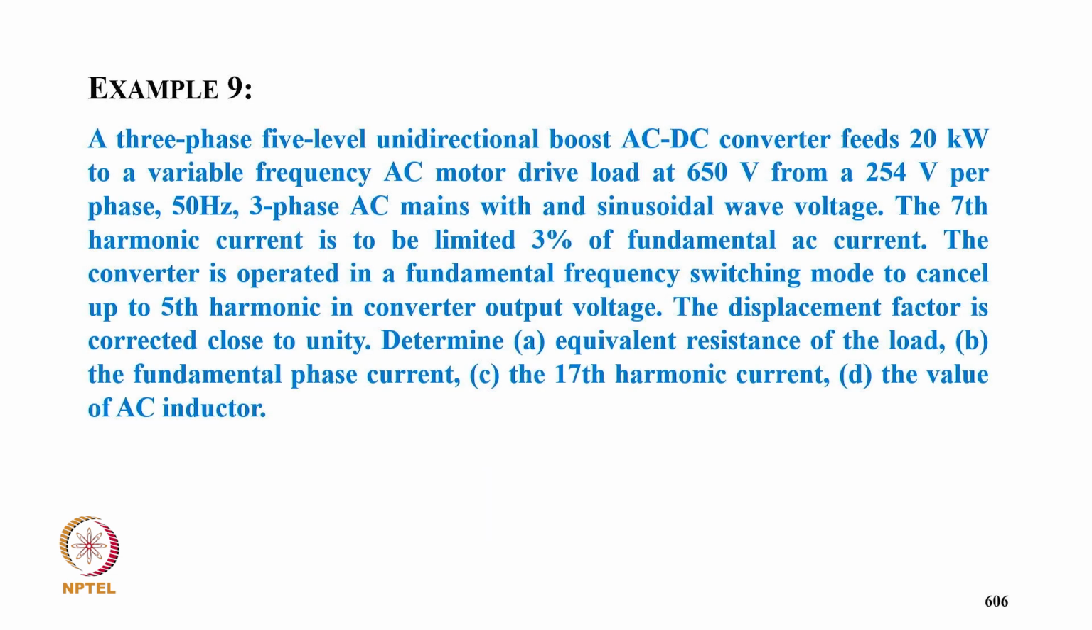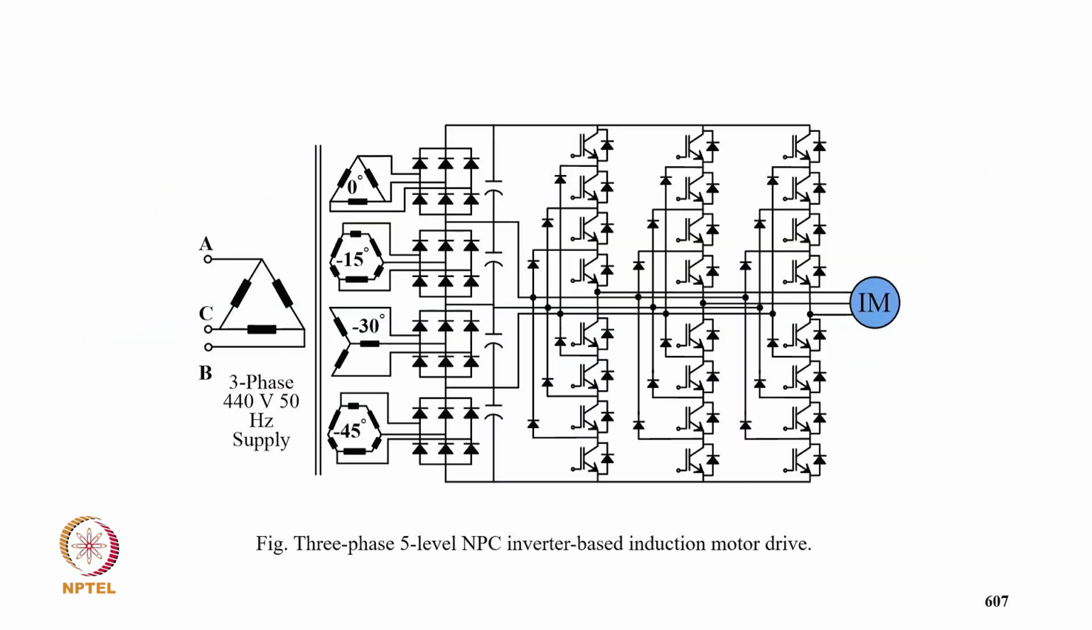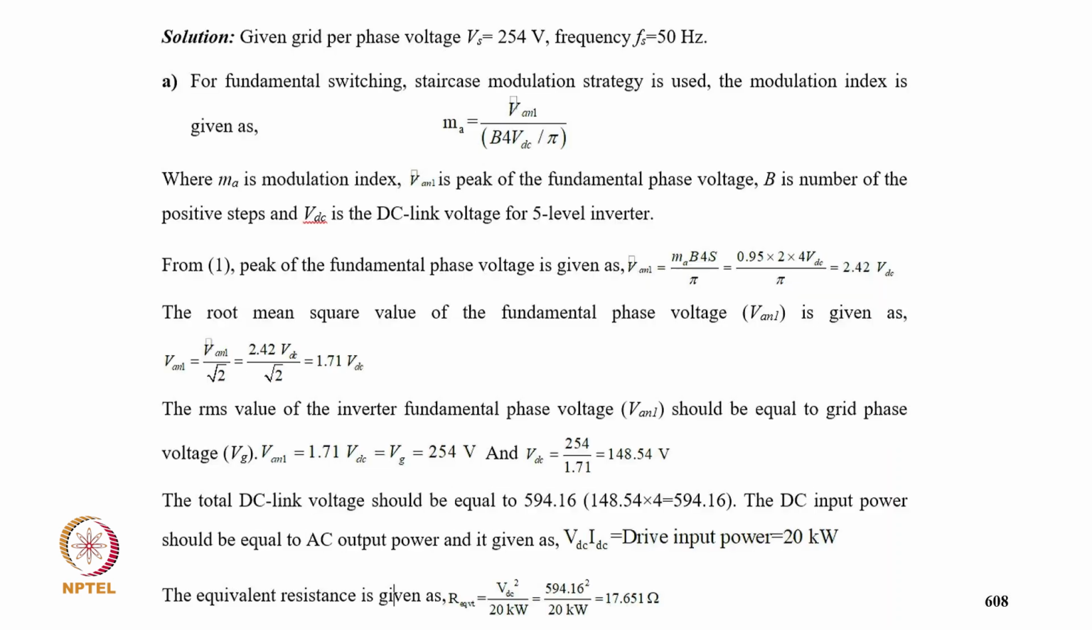So coming to example 9, a 3-phase 5-level unidirectional converter feeds a variable frequency induction motor drive at 650 volt from 230 volt per phase 50 Hz 3-phase AC mains with a sinusoidal wave. The 7th harmonic current is limited to 3% of fundamental AC current, and the converter is operated at fundamental frequency switching to cancel out 5th harmonic in the converter output, and the displacement factor is corrected to unity. Given the equivalent resistance of load, the fundamental current and 7th harmonic, find the value of inductance. This is typically your 3-level 5-leg converter.